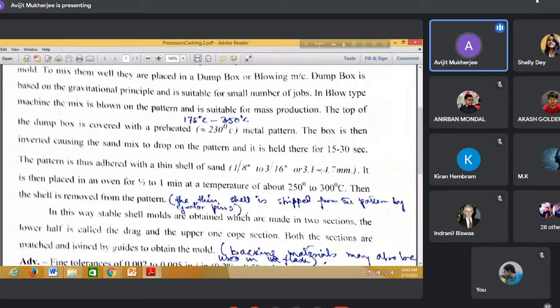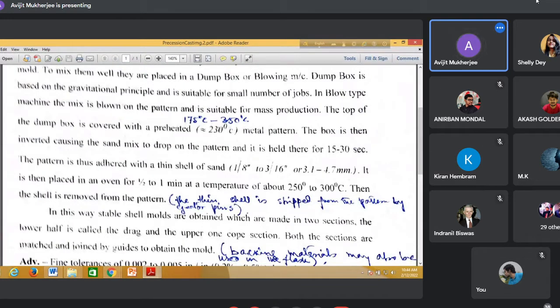And again, as I mentioned, it is then placed in an oven. As soon as the metal is deposited on the metallic pattern, a thin film has been deposited, and then again this is placed in an oven for half to 1 minute. And what is that temperature? This is the settling temperature. This is the preheating temperature of the metallic pattern.